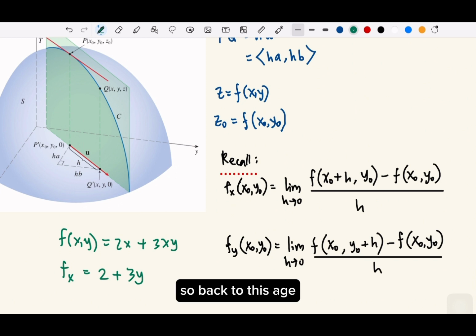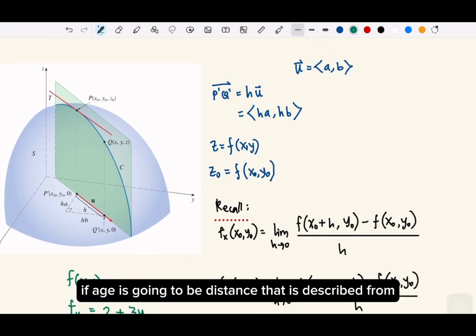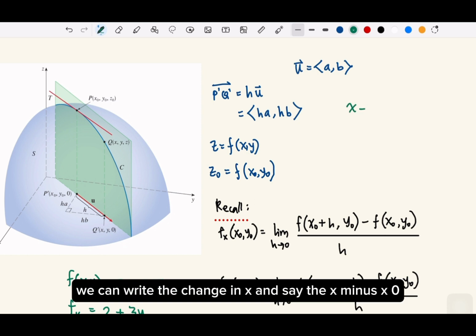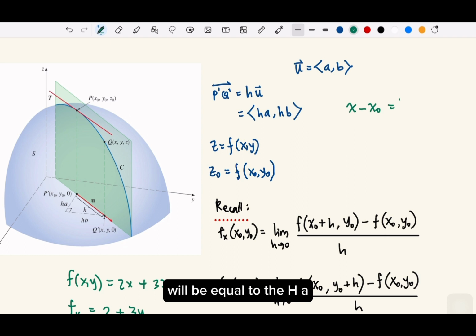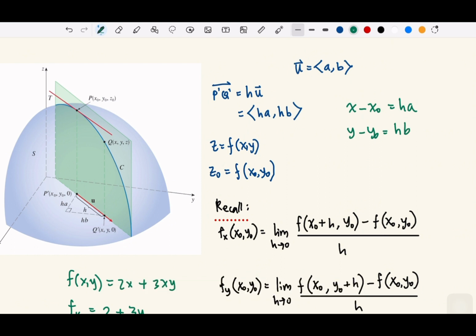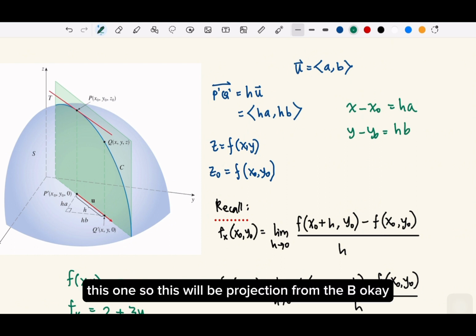So back to this h. If h is going to be the distance described from the x and y plane, then we can write the change in x, let's say x minus x0, will be equal to HA, and the change in y will be equal to HB, which means this one. This will be the projection from the P.